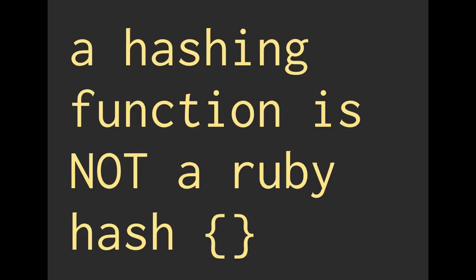And again, a hashing function is not a Ruby hash. These are two different things. It's not a dictionary. It's maybe a little bit subtle for you, but whenever I refer to a hashing function, I will call it a hashing function. Whenever I talk about a Ruby hash, I will call it just purely a hash. So let's keep on going.